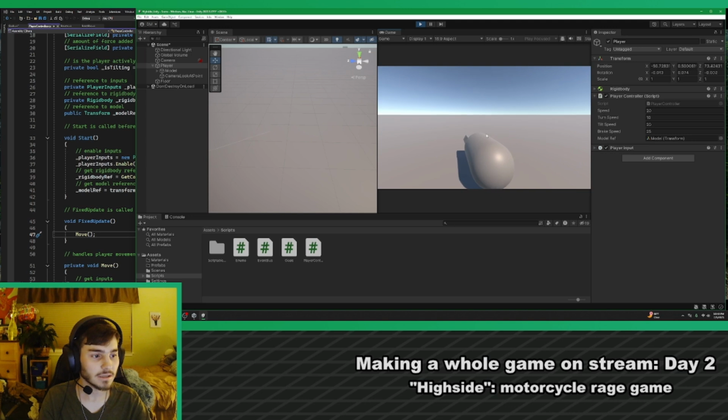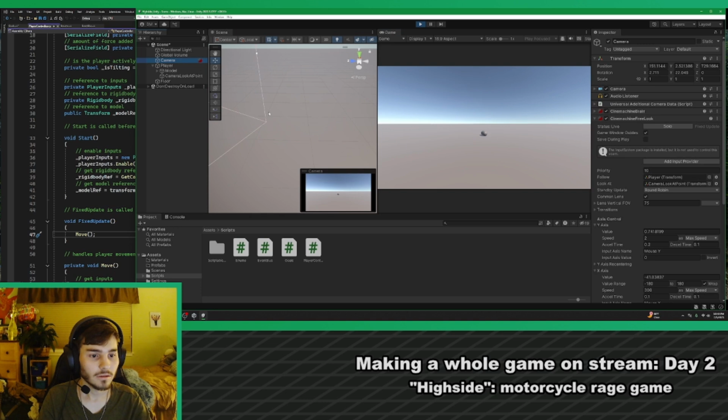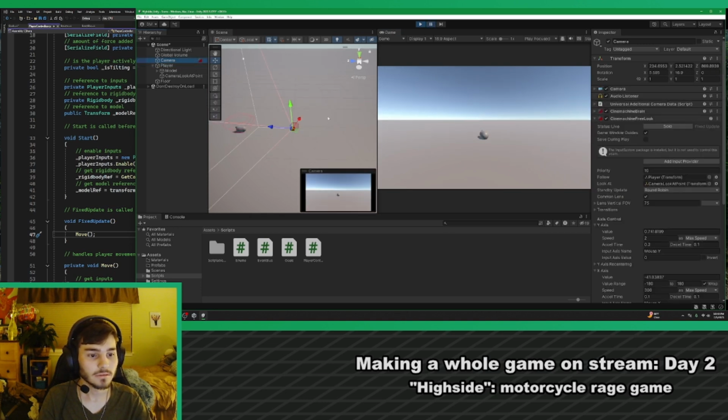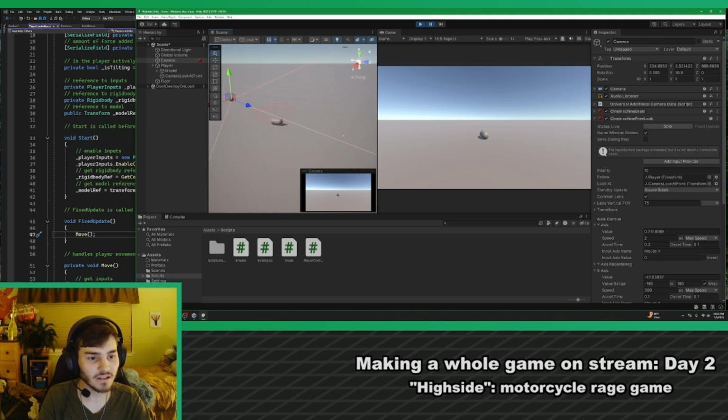Okay, but it's tilting now. Perfect. Not really, but... okay. Oh, Jesus. Pause. Do I need to lower the scale of the velocity? Probably. Seems like it.